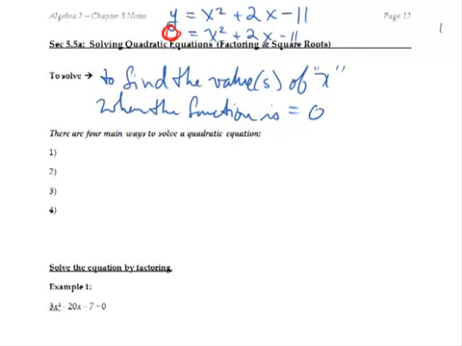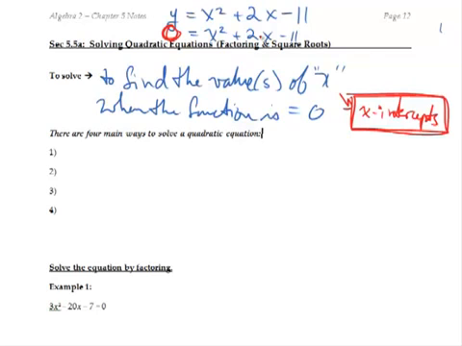Now you might notice when we plug in a 0 for y, that's the same thing we do when we are solving for x-intercepts. And in fact, these values of x are the x-intercepts. That's what we're looking for when we're solving. We will call them the solutions. We're finding the x-intercepts, the things that make the equation equal 0.